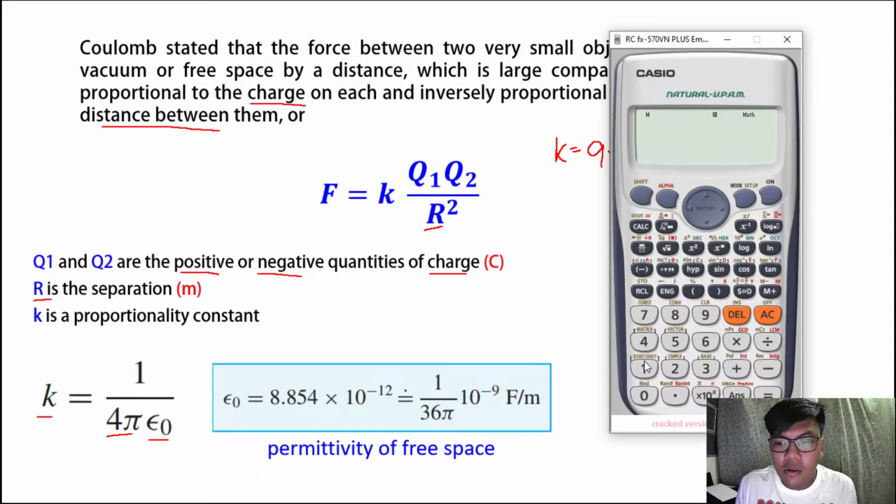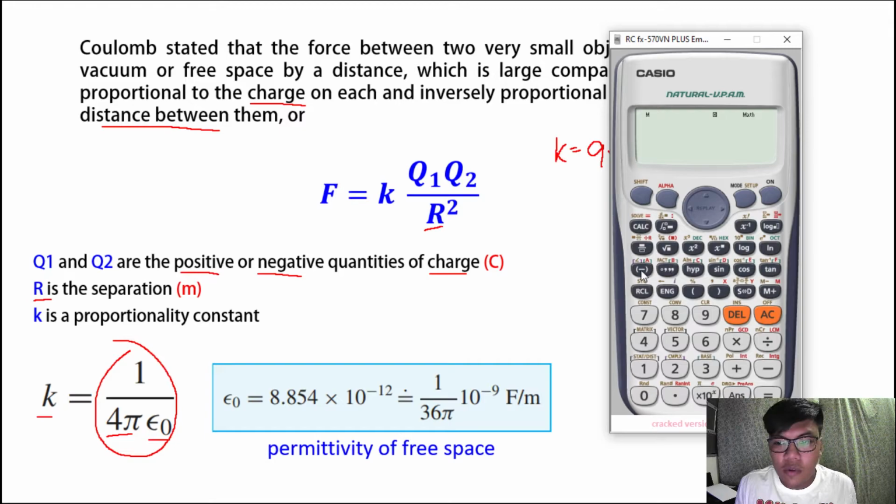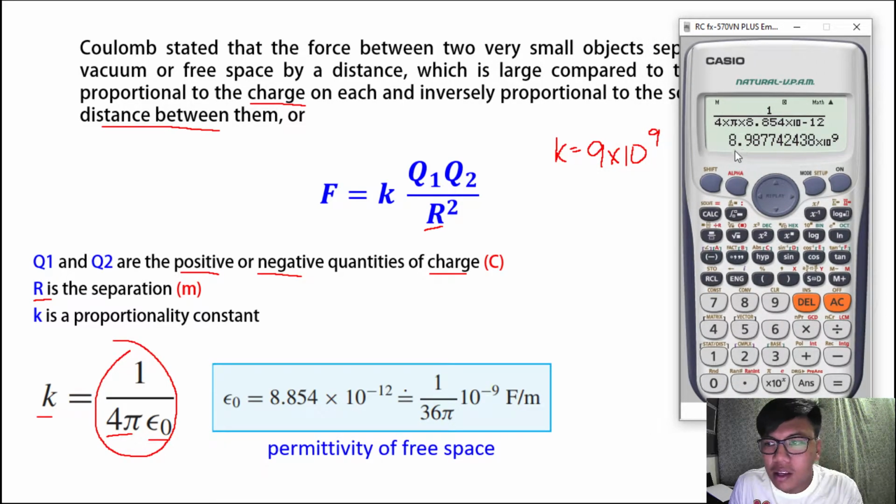Kunin natin to, pindutin natin sa calcu. So we have 1 over 4 times pi times 8.854 times 10 raised to negative 12. That is equal to, okay, approximately 8.99 times 10 raised to 9. Kaya tayo nagkaroon ng 9 times 10 raised to 9, approximately equal silang dalawa. Okay, doon na nanggaling yon.